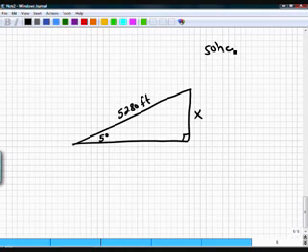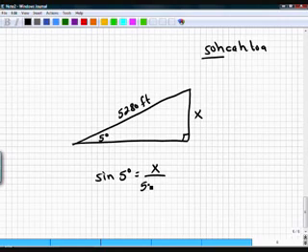SOHCAHTOA, sine, cosine, tangent. We're given the hypotenuse. We're looking for what? Looking for the opposite, right? So we are using sine. Sine of your angle equals opposite over hypotenuse. So x is going to be, you can just type it all into your calculator at once, 5,280 times the sine of 5.